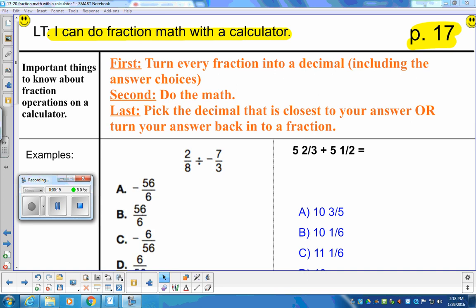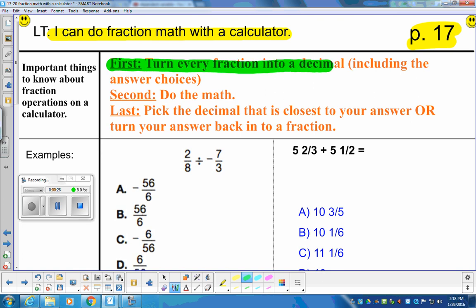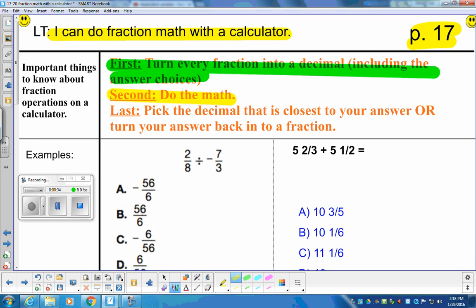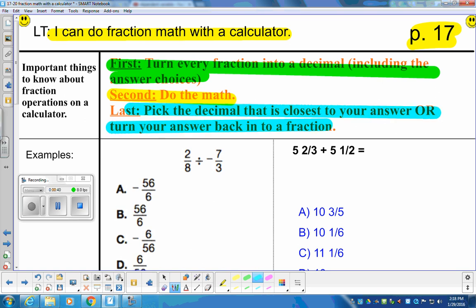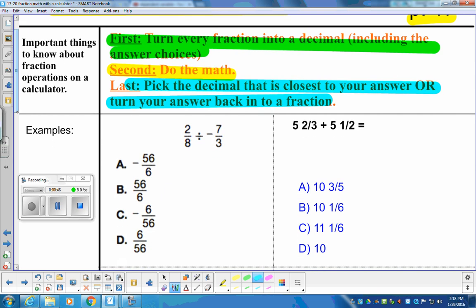So important things you need to know. I have these notes already there for you, but let's talk about them. First, you need to turn every fraction into a decimal, including the answer choices. So all answer choices need to be turned into a decimal. After you do that, we're going to go ahead and do the math. And then finally, we are going to pick the decimal that's closest to your answer, which means that we might have to turn some things back into a fraction. We'll see what happens in our examples today.